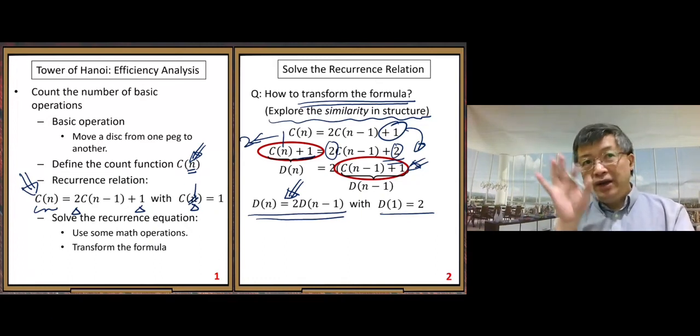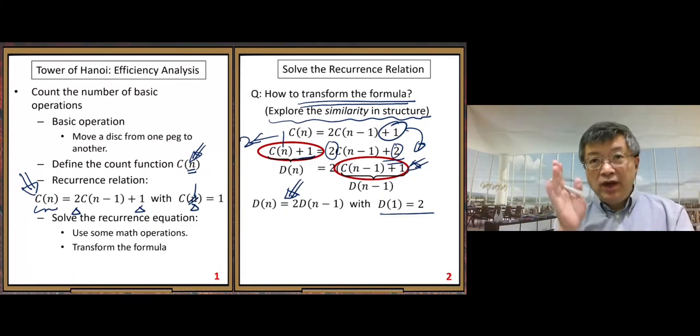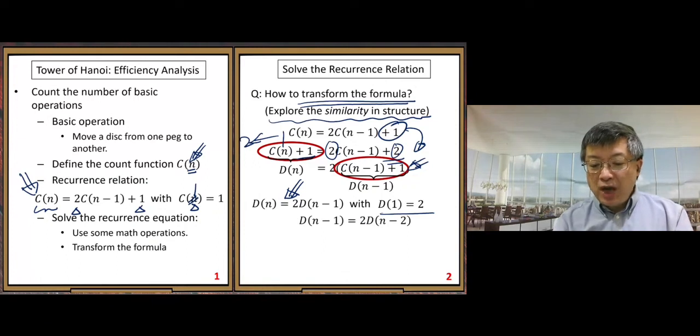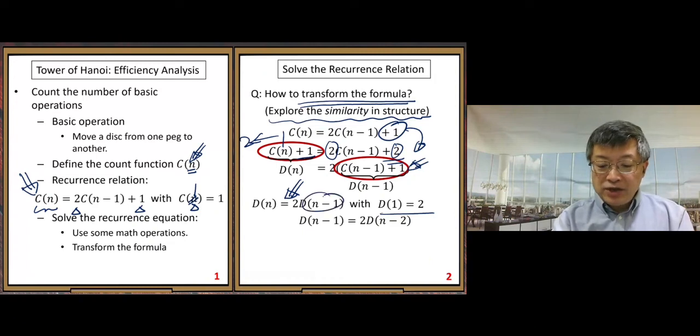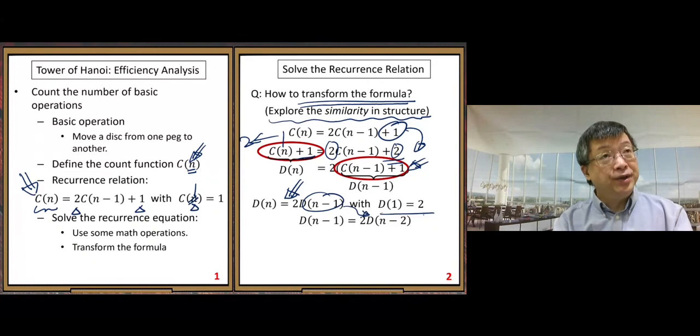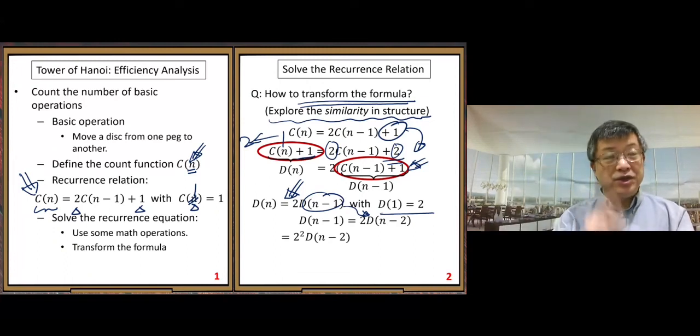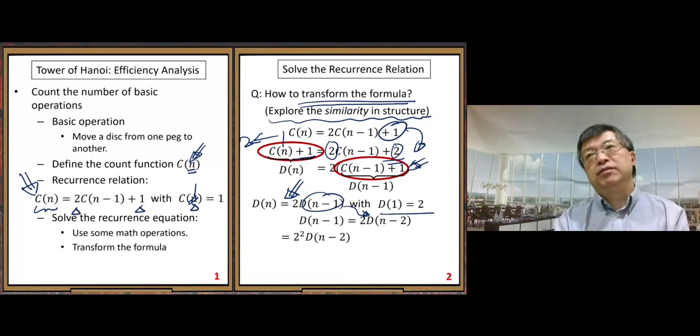All right, plug in. We keep doing this because d of n minus 1 equals 2 times d of n minus 2, and so on. But we can replace d of n minus 1 by 2 times d of n minus 2. So we get 2 squared times d of n minus 2. And keep doing like this. But here there is a problem. How do we keep track of the formula change in this way to the end?